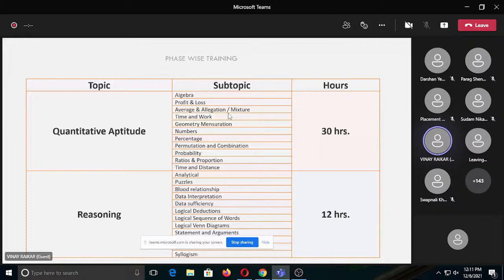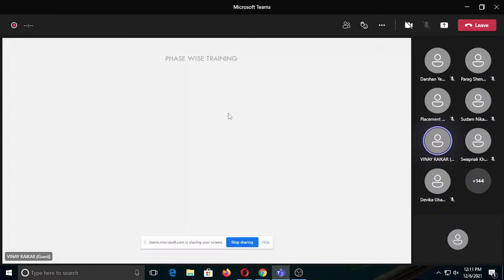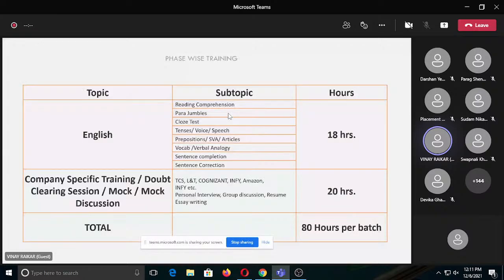Reasoning, as I mentioned, we are going to put around 12 hours over here. And I already told you what areas we are going to take care of. Verbal is going to invest approximately 18 hours. Okay. And then we have company-specific training, adapting sessions, mock discussions, etc. Even personal interview, group discussion, resume. Apart from that, the extra investment will be 22 hours, 20 hours. Trust me, this is not 80 hours. It will go to 99 or 100.